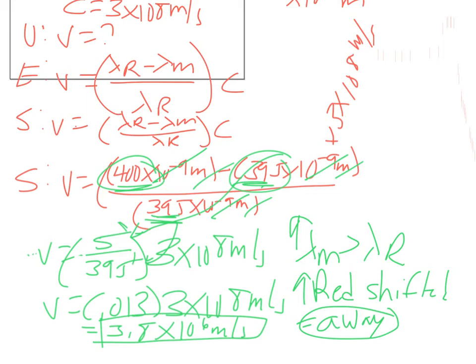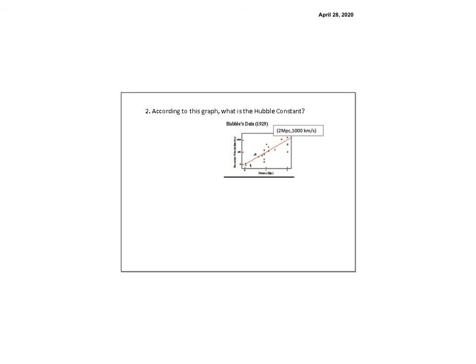Okay, so let's do the next one. And it says, according to this graph, what is the Hubble constant? Now, all the graphs I found, it was so hard to read the numbers. So what I did was I gave you one. They always go through 0, 0, right? We always go through 0, 0. So we have 0, 0 down here. But this one up here is the other point that we need.